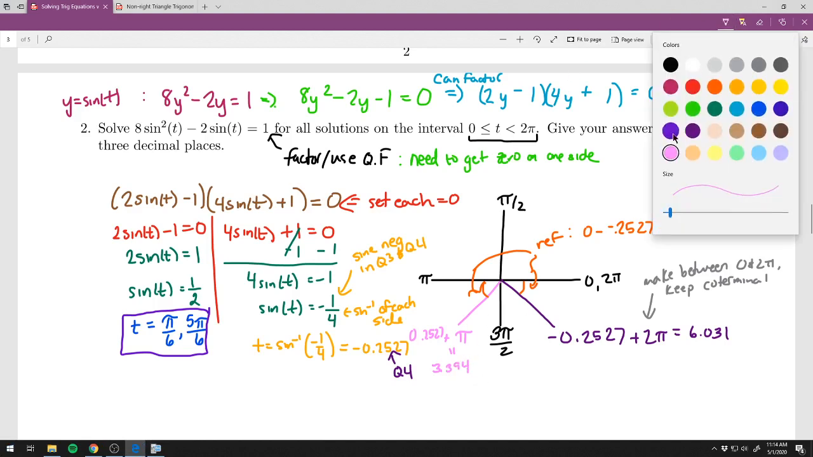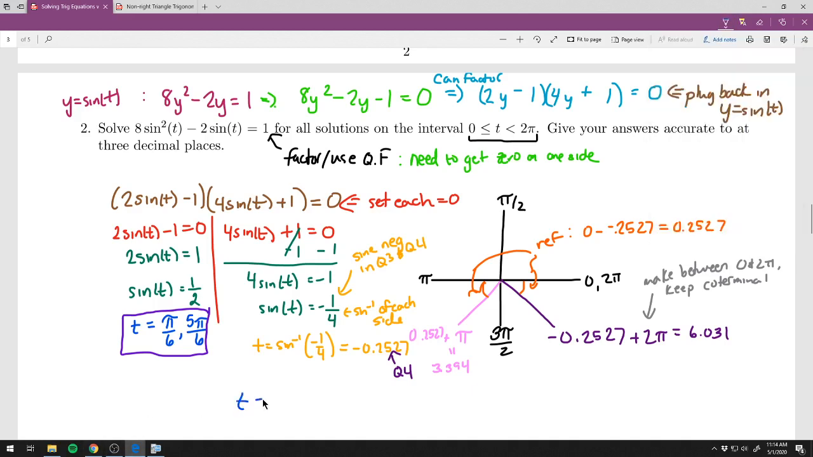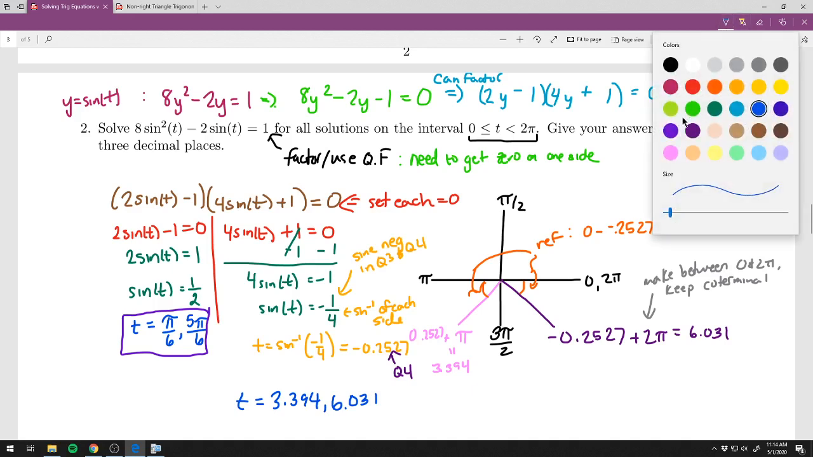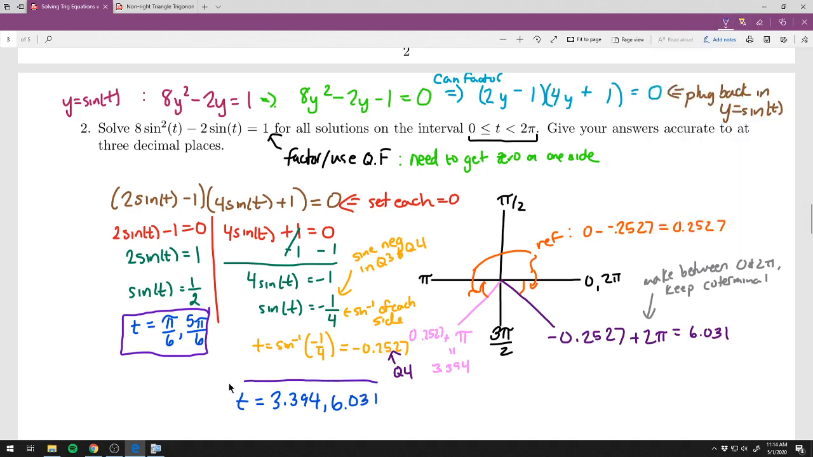So the two other answers we have here from this equation, remember, do not use the negative one because it's not between 0 and 2π. You've got to use the 3.394 and 6.031. This is our quadrant 3 angle and our quadrant 4 angle. Ultimately, this isn't too much of a step up. This is really the only time in this class where we factor anything or use the quadratic formula, but realizing that you can do it is important.